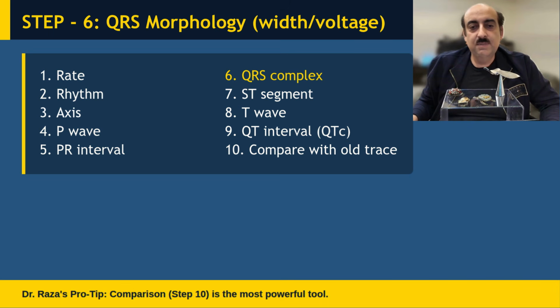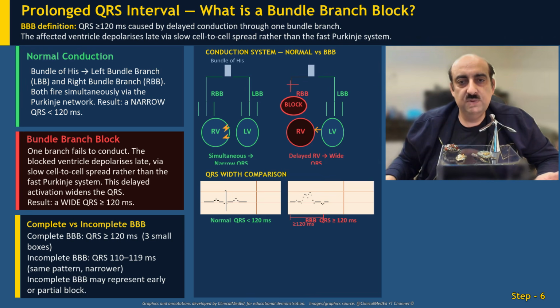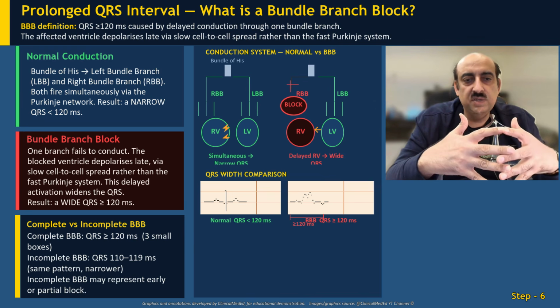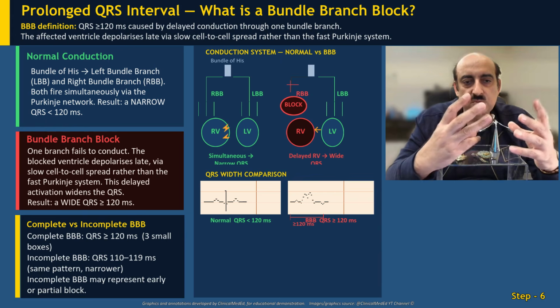Okay, so the next step, step number 6, is the QRS complex. Before we move on to the bundle branch blocks themselves, let's look at what a prolonged QRS interval means. Normal cardiac conduction includes the SA node, the AV node, and finally from the AV node through the bundle of His to the left and right bundle branches, which both fire simultaneously, enhancing the final depolarization towards the Purkinje network and resulting in a narrow QRS. So synchronized biventricular depolarization results in a QRS interval of less than 120 milliseconds, or 3 small squares.